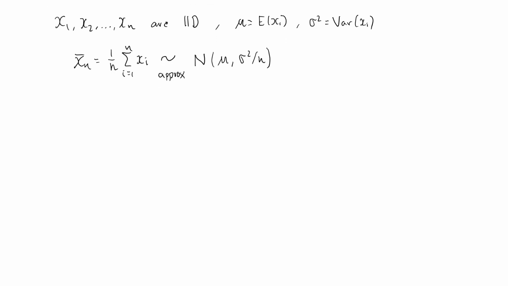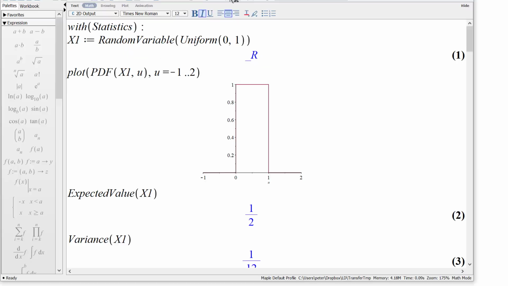So in this first demonstration, each xi will be uniform between 0 and 1, and then we'll have a look at the PDF of the sample mean and check if it's getting closer to the PDF of a normal. In this demonstration, I will use the statistics features in Maple. To use those features, you start by typing with(Statistics). Then I'm going to define my first random variable x1 by using the command RandomVariable. It's going to be uniformly distributed between 0 and 1.